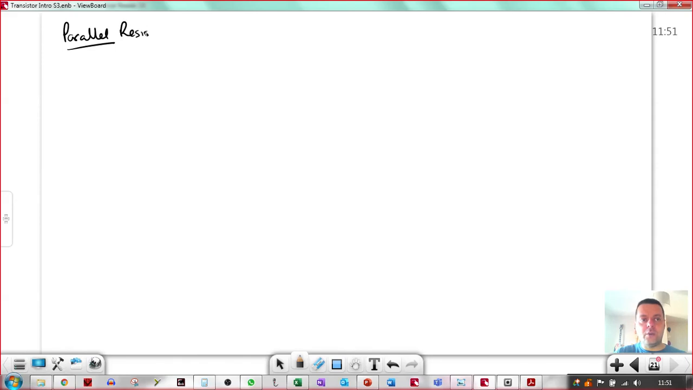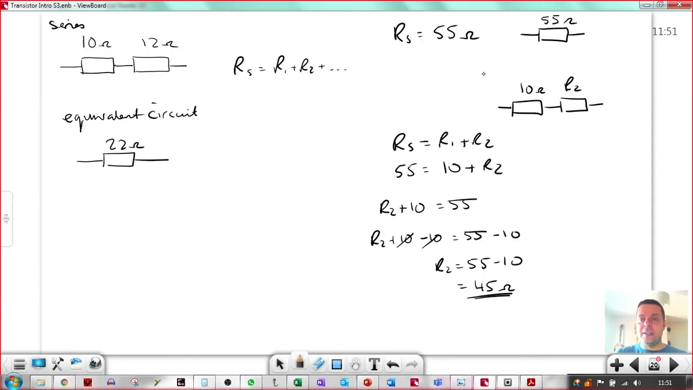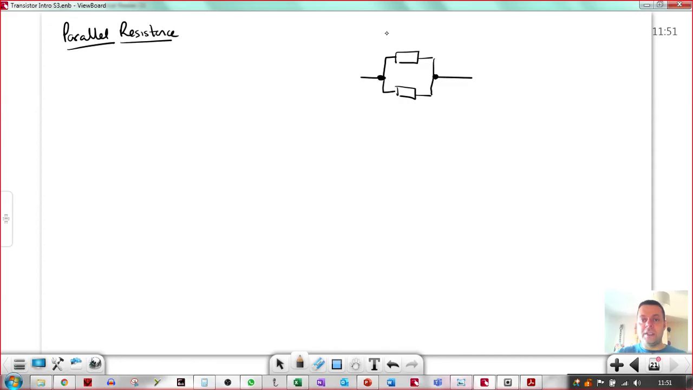Parallel resistance. In parallel resistance, you've got multiple resistors that appear in parallel to each other, so not all of the current that goes through one goes through the other. That's the big difference. Let's stick with the same values: 10 and 12. That's the big difference between series and parallel. You've got a node there. Some current will go through the 10, some current will go through the 12, and you don't know what the balance is. Obviously the higher resistance will get a lower current.